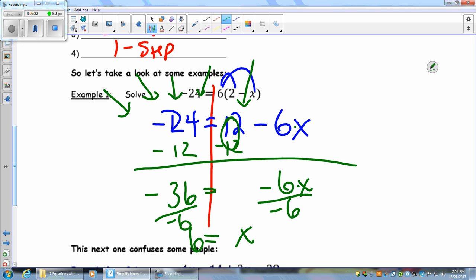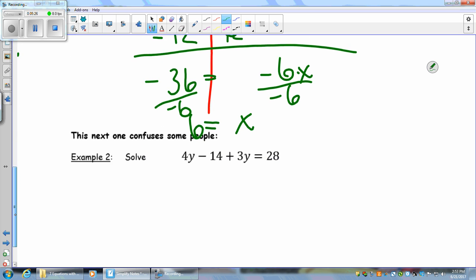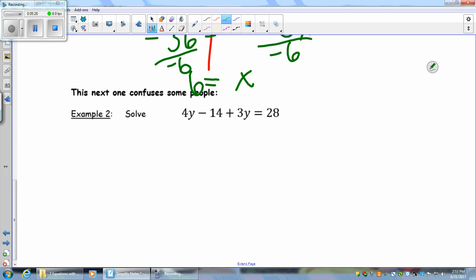All right, and that's it. That's really all for today. I'm just going to go over some other ones that could confuse you guys. This next one definitely confuses people. Actually, let me do it first, and then I'll show you which one they confuse it with.